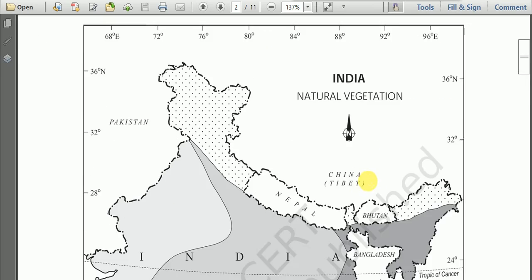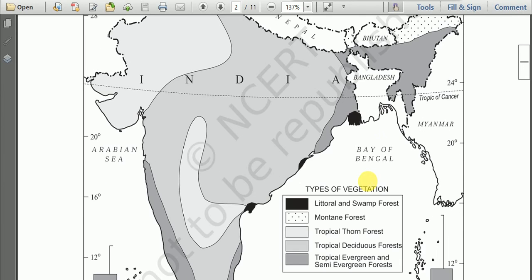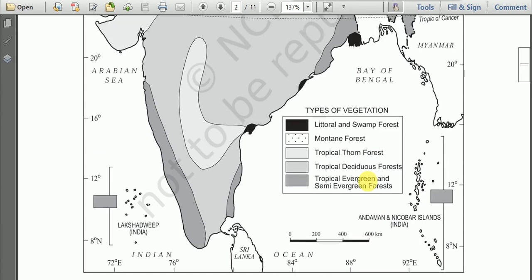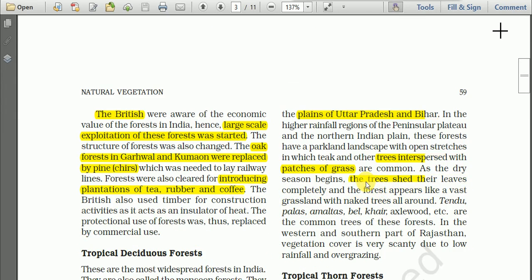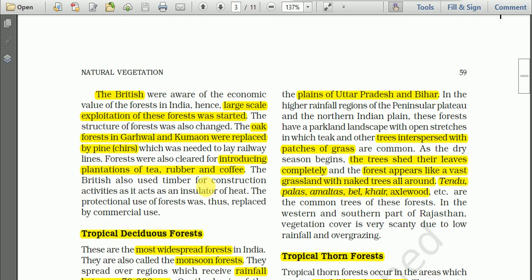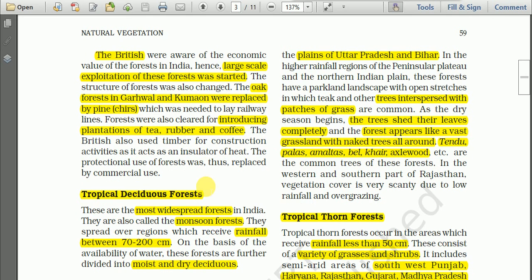And so this is the map given in your book. And about the commercial exploitation of the tropical evergreen forest. See, the British were aware of the economic value of forests in India, and hence large-scale exploitation of these forests was started, that is, during the British rule.